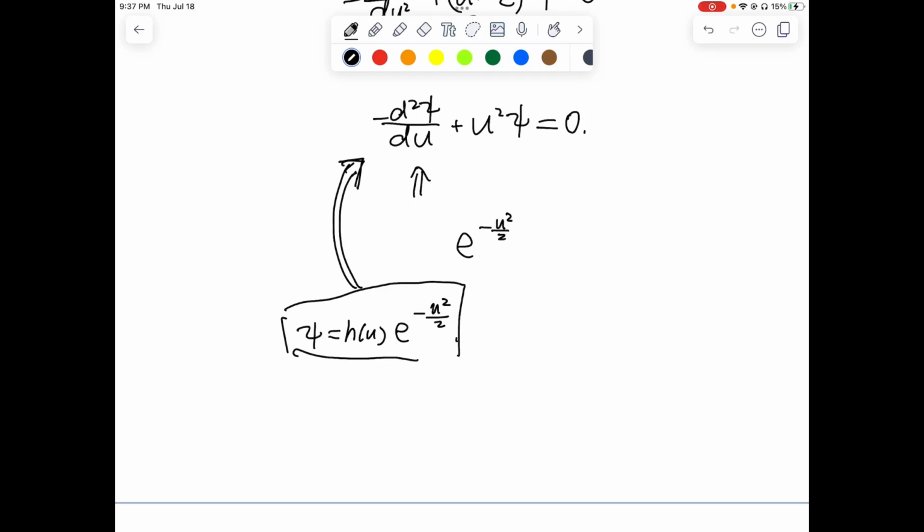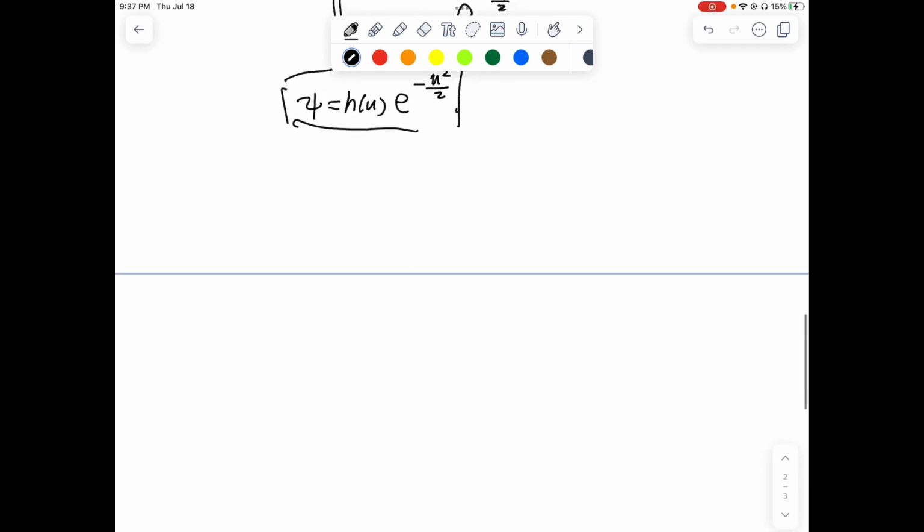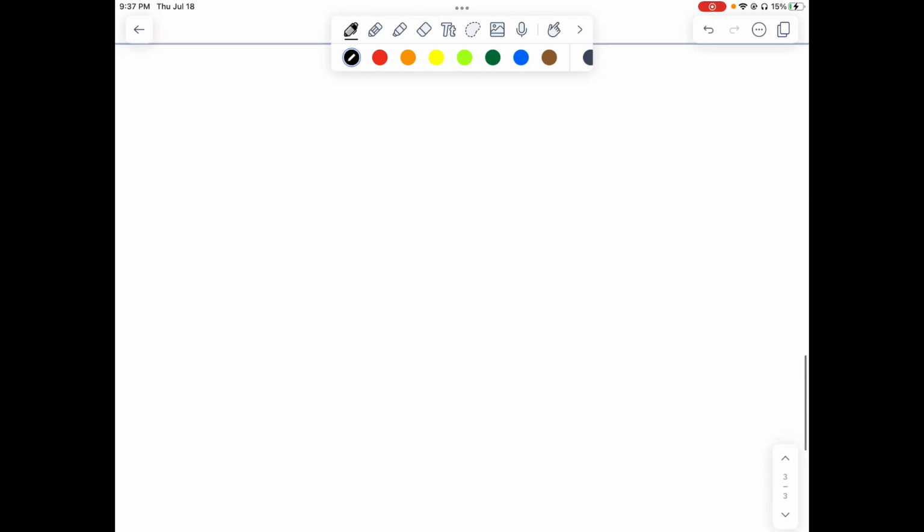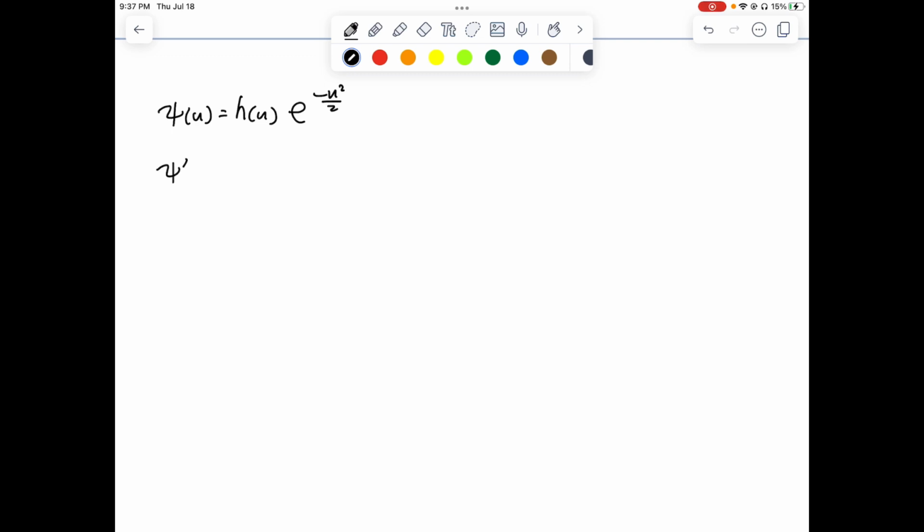In the previous video, we stopped when we wanted to plug this wave function into our simplified Schrodinger's equation when u approaches infinity. So let's write this again. Our wave function is h of u times e to the negative u squared over 2. So let's take the first derivative.